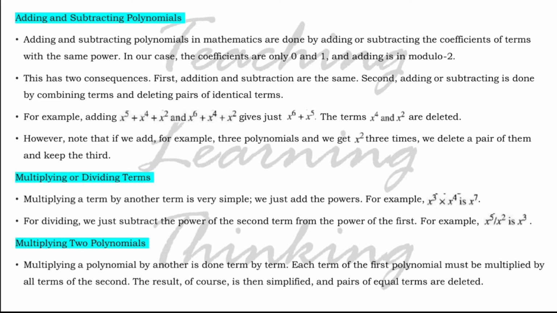Multiplying or dividing terms: multiplying a term by another term is very simple, we just add the powers. For example, x raised to 3 times x raised to 4 will be x raised to 7. For dividing, we subtract the power of the second term from the first, so x raised to 5 divided by x raised to 2 will be x raised to 3. Multiplying two polynomials, each term of the first polynomial must be multiplied by all terms of the second. The resultant is then simplified and the pairs of equal terms are deleted.